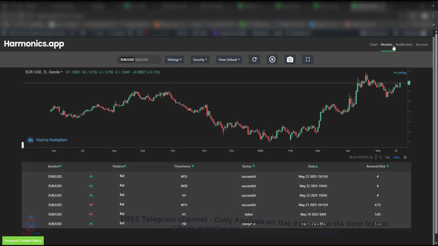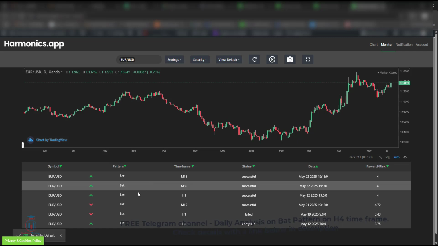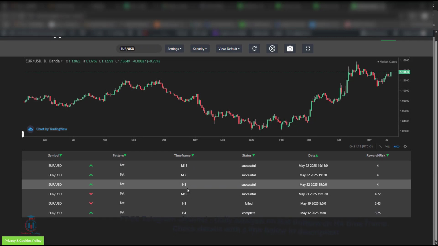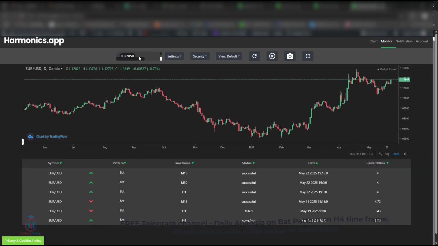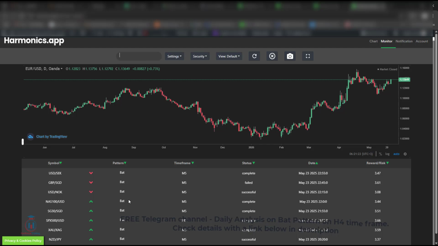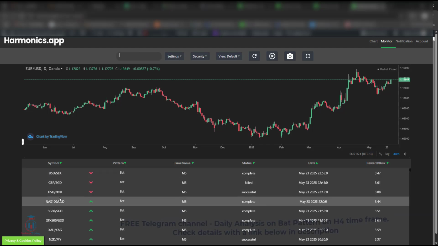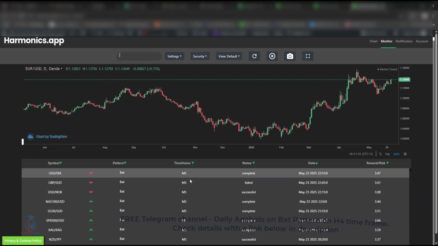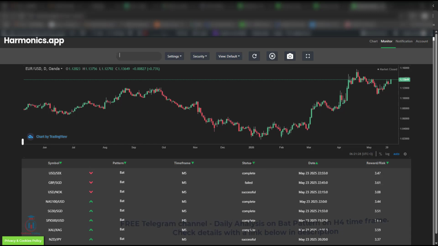Then you have a monitor where you can make an analysis. For example, this is the table populated with all the symbols that are defined by the filters here. You have a filter here, where I have put USD. I can simply delete it, and all the symbols will be visible, and also the patterns for the different time frames will be listed here, and you have a status here.